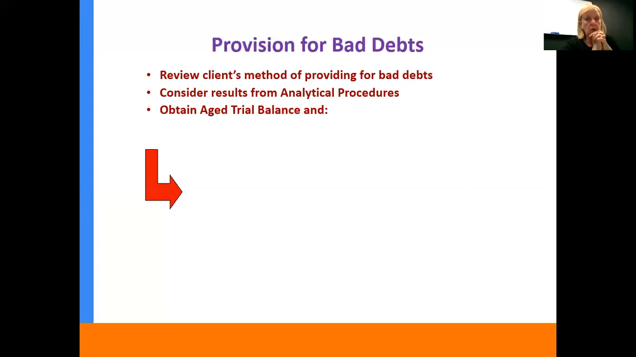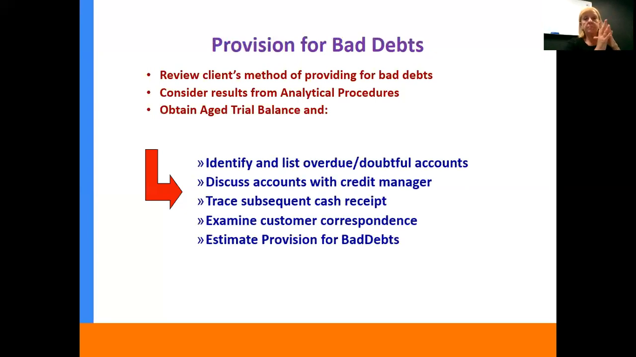I'll look at the age trial balance, which shows how long each of the debts is outstanding. And then I'm going to identify and list overdue and doubtful accounts, discuss each account with the credit manager, especially if they're 90 days and over, and trace any subsequent cash receipts. Because remember, I'm doing this after the end of the financial year, so you would be expecting some of these debts would become paid. So if I don't do a lot of confirmations, that's okay, as long as I can see the debts have been paid. So it looks like they're genuine.